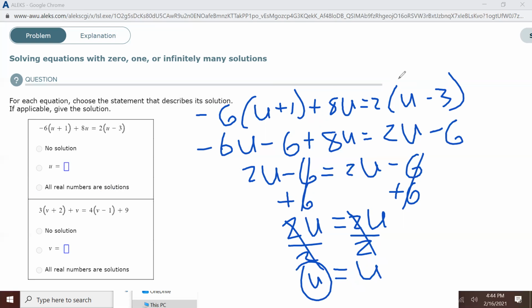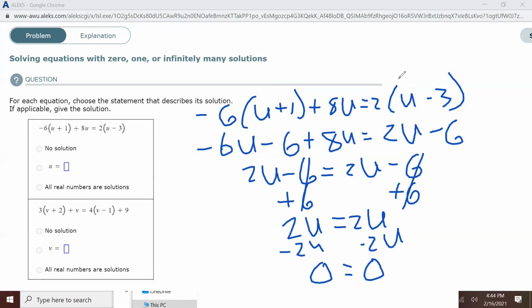A slightly different way to finish that problem would have been to subtract 2u from both sides to get 0 equals 0. Well, 0 equals 0 is always true, no matter what you plug in for the variable. Therefore, we again confirm that the answer is all real numbers are solutions. What about the second problem?